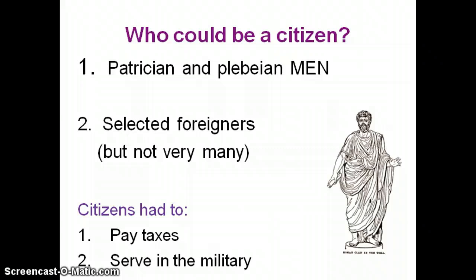If you were a Roman citizen, there were very special privileges that came along with that. So who could be a citizen in Rome? Patrician and plebeian men were the people who could be citizens. I'm on the citizen line, which is broken up into two. So under the first section, who, you should say patrician and plebeian men, and some foreigners, but very, very few foreigners got granted the right to be citizens. If you were a citizen, you had to pay taxes and serve in the military. Military service was mandatory for every single Roman citizen.